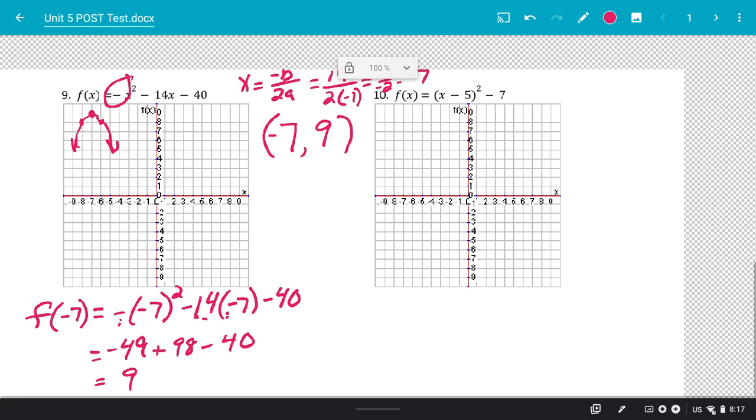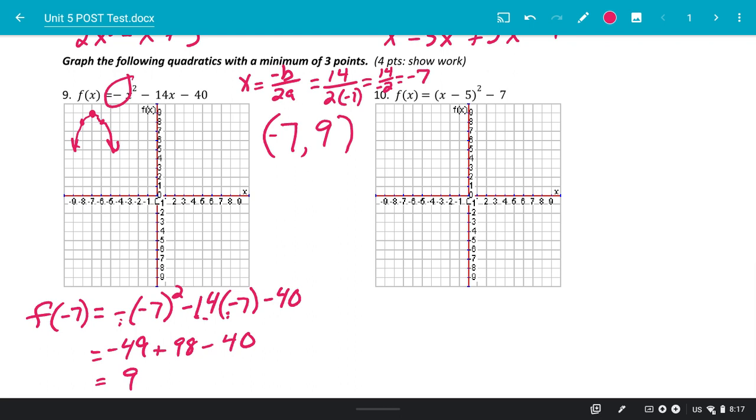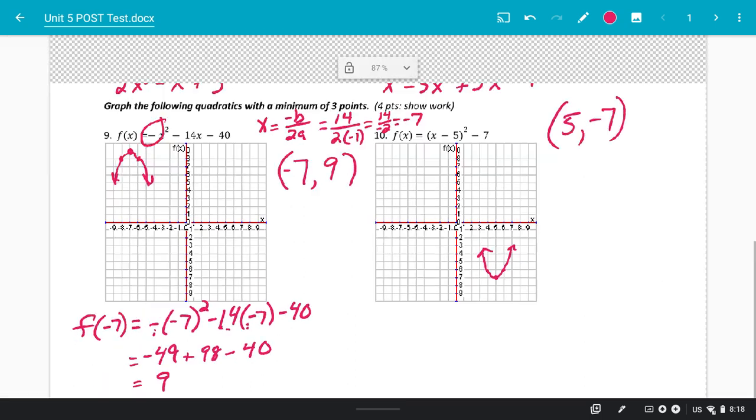I'll look at number 10. Number 10 is already in vertex form, which we love. Remember, we take the opposite of this one, so it would be 5, and then the one on the outside, which is a negative 7. So my vertex is 5, negative 7. Plot that, and now I can use my a value, which is the number in front of that parenthesis, which is a 1, to go up 1 over 1, up 1 over 1, and there is my parabola. I think a lot of people got that one right, so that was good to see.